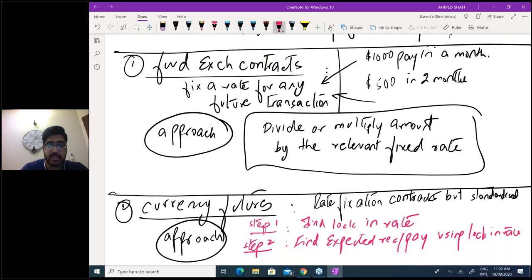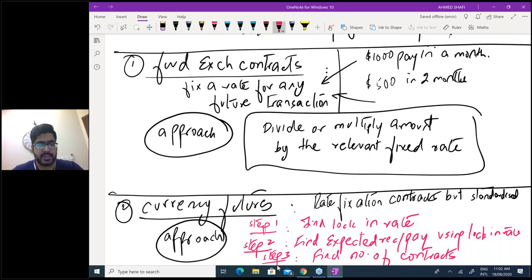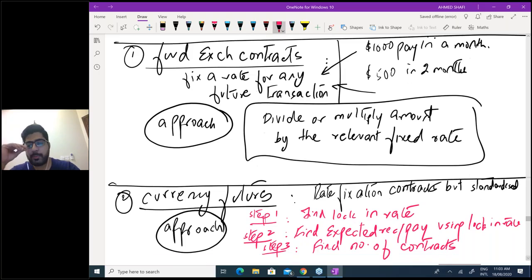The question can be of receipts, or it can be of payments. So find expected receipts or payments using the lock-in rate. And step 3, find the number of contracts. These 3 steps carry marks in the marking scheme: you need to find the lock-in rate, then find expected receipts or payments using this lock-in rate, and then find the number of contracts. I will just explain what lock-in rate is, then we can take questions from you.